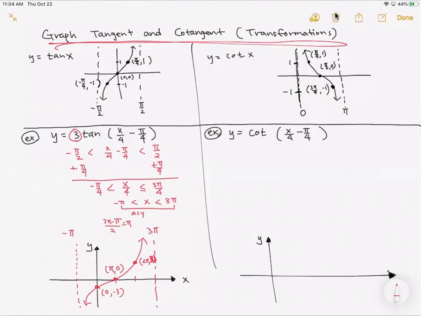For the next example, we're going to set what's inside of the parentheses in between 0 and pi because of two consecutive asymptotes for cotangent x. Add pi over 4 on both sides. Multiply 4 on both sides. We know that these are our two consecutive asymptotes.